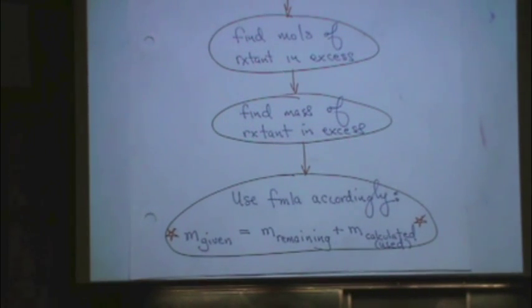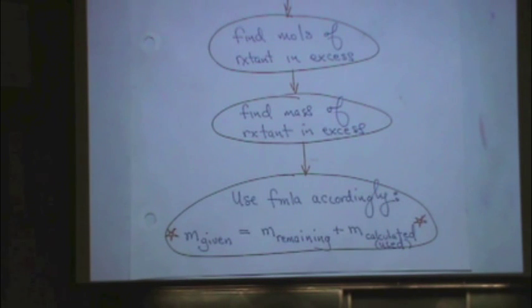And then you're going to use this formula accordingly. The amount given, in our case 25, of the amount of the excess, so aluminum, is equal to the amount remaining plus the amount calculated. So what we have here, the given amount, 25, that's from the question. We're going to calculate this following this flow chart right here. And so we can find the amount remaining just by subtraction.